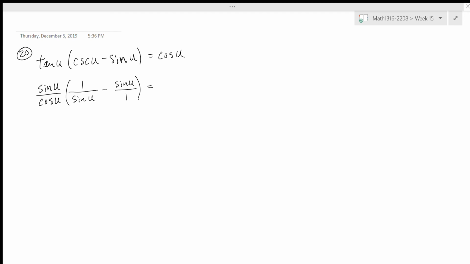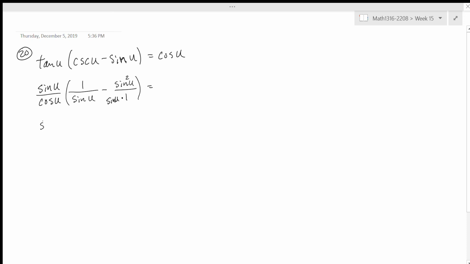And now you've got a choice to make. Do you want to distribute or do you want to combine in the parentheses? You want to combine? Okay. I'm going to need a common denominator. So what's going to be the common denominator for these two? Sine u. So I'm going to multiply this by sine u, and if I do it to the bottom, sine u times sine u makes sine squared u.